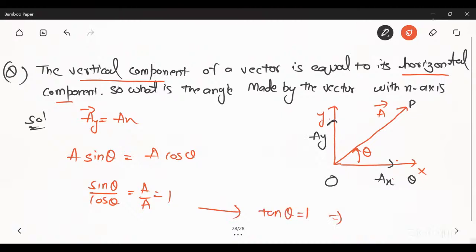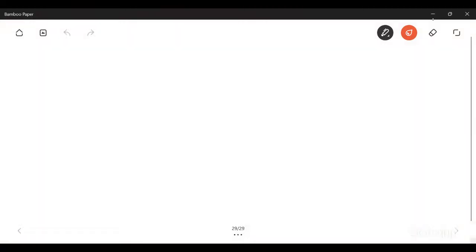So theta equal to tan inverse of 1. And what is tan inverse of 1? 45 degree. So the angle between them is 45 degree. And if you don't know the inverse, you can simply find it by tan theta equal to 1. So you will take tan theta equal to tan 45. So theta is equal to 45 degree. So the angle between the two vectors is 45 degree.